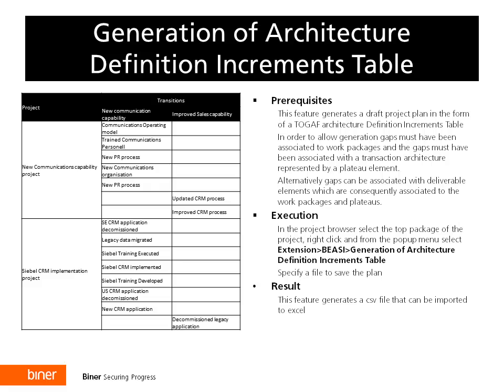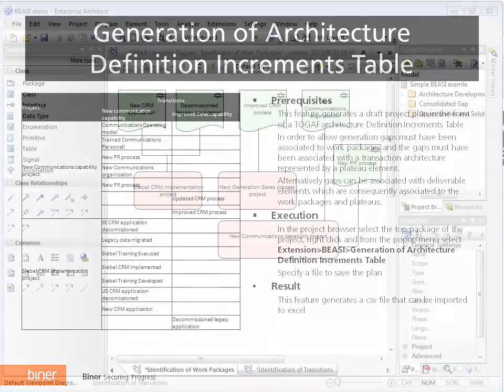Once the work packages and the transition architectures have been identified, it is time, according to TOGAF, to define the roadmap and the migration plan. If gaps are appropriately linked to work packages and plateaus, it is possible to select Generate Architecture Definition Increments table from the BEASI menu. BEASI then generates a plan, which can be saved and imported into Microsoft Excel.